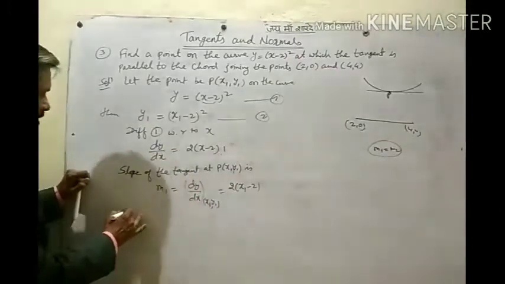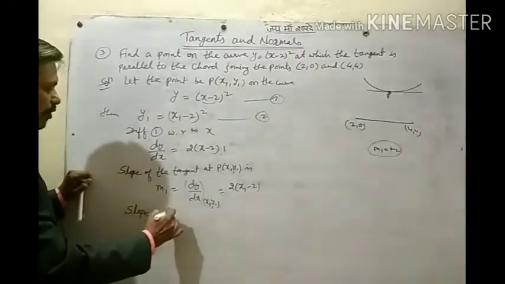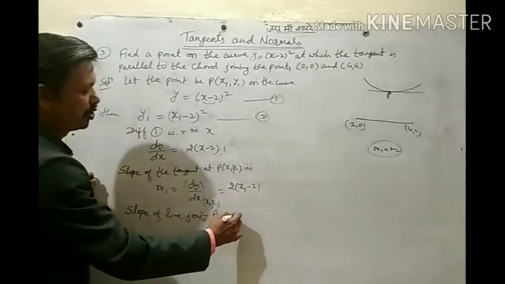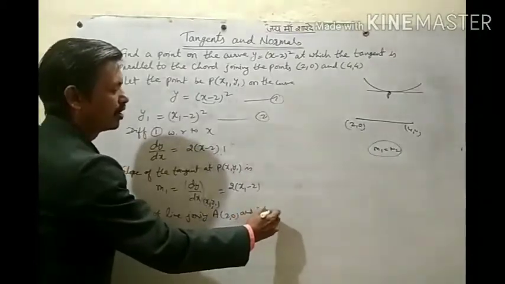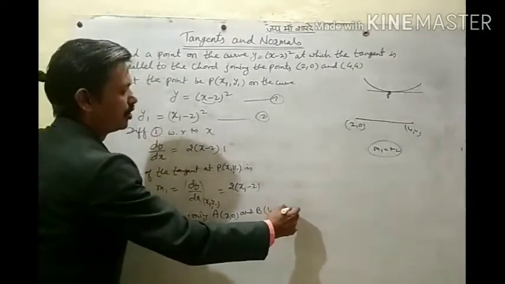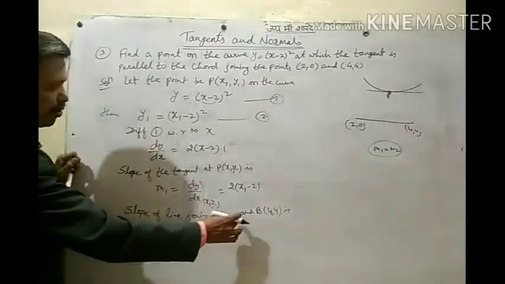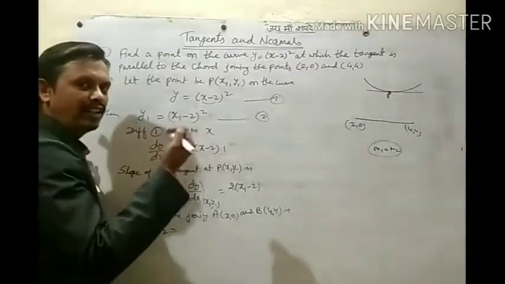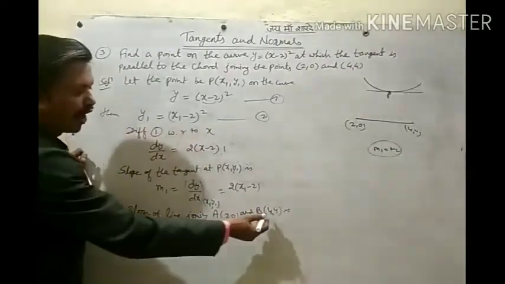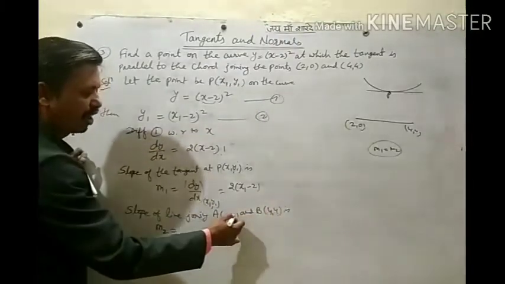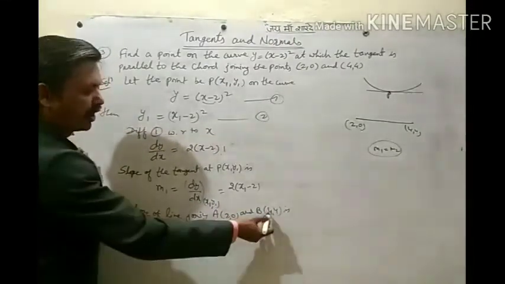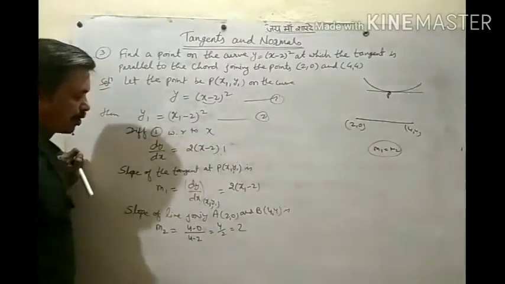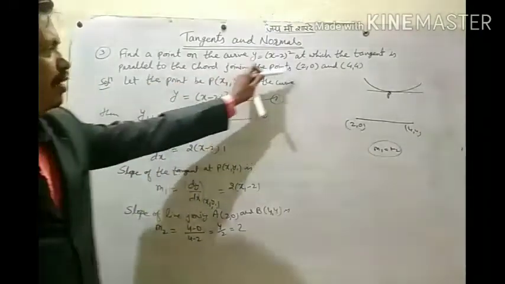Now we find the slope of the line joining, say, A (2, 0) and B (4, 4). The slope of the line joining A (2, 0) and B (4, 4) will be, say, m2. So the slope of a line joining two points is (y2 minus y1) upon (x2 minus x1). So y2 minus y1 means 4 minus 0, upon x2 minus x1 means 4 minus 2. So you get 4 by 2, that is 2. The slope of chord AB is 2.